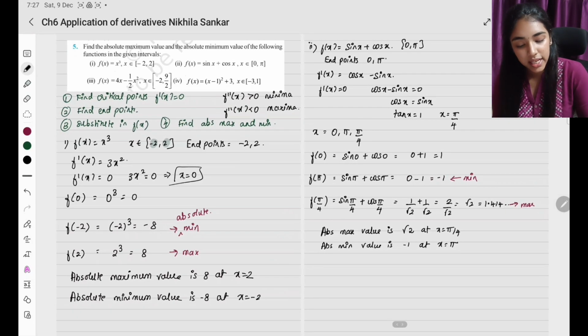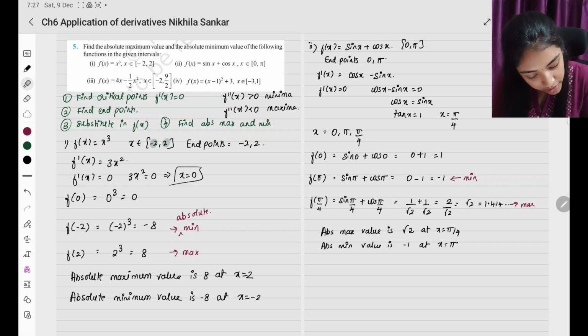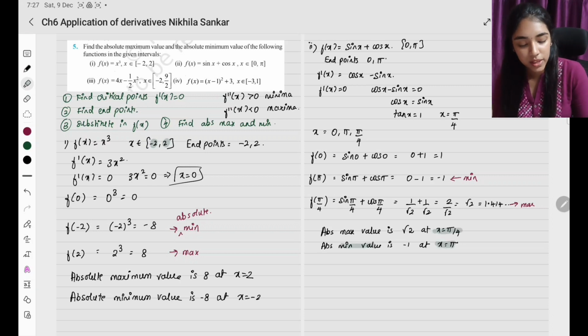In the previous question, the maximum and minimum values came at the endpoints, but here it is not at the endpoints. Only the minimum value comes at the endpoint x equals pi, but the maximum value is from the critical point. Okay, understood? So it can be anything. So solve it correctly.